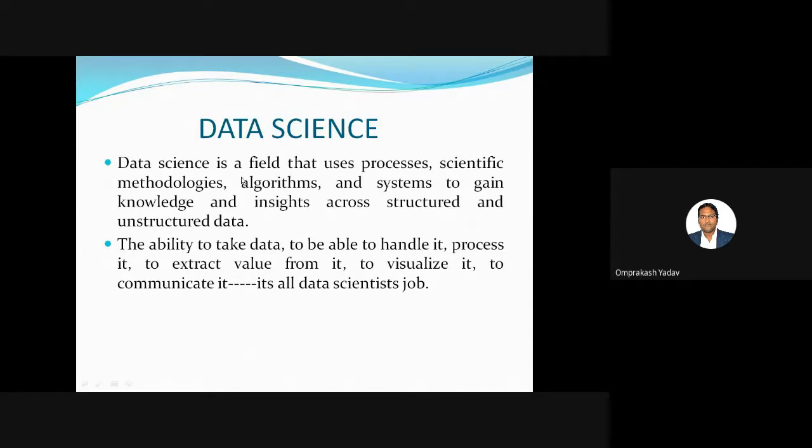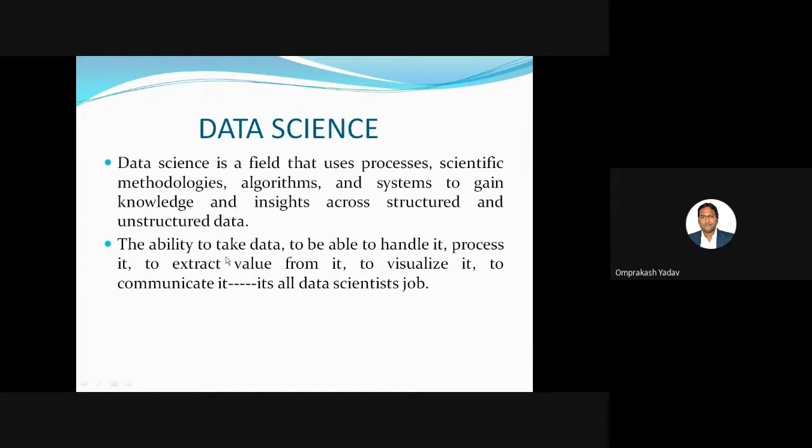So data science is what? Data science is a field that uses processes, scientific methodologies. Okay, lots of processes will be there, scientific methodologies, of course, lots of algorithms it is going to use, and the systems to gain the knowledge and insights, which is very important, right? Which is hidden inside the data. Data scientists will always talk about the numbers. Okay, they see the numbers and then they come to know what is behind that particular number. So insights across the structured and unstructured data.